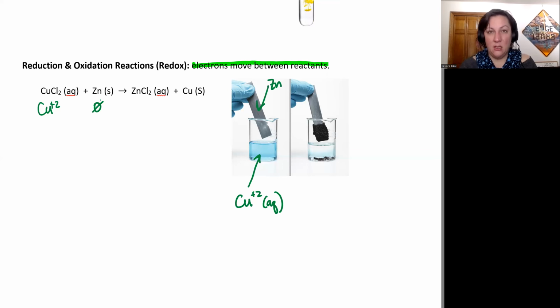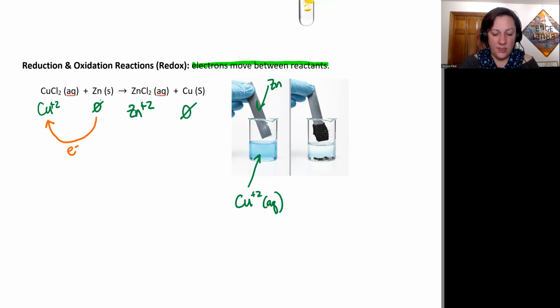When these are brought together, a spontaneous reaction occurs where electrons flow from the zinc to the copper. This is actually the foundation of battery chemistry, right? So this flow of electrons can create an electrical current. And what happens is as the zinc gives up electrons to the copper, the copper becomes an element without a charge. And our zinc, which is losing electrons, becomes zinc +2.